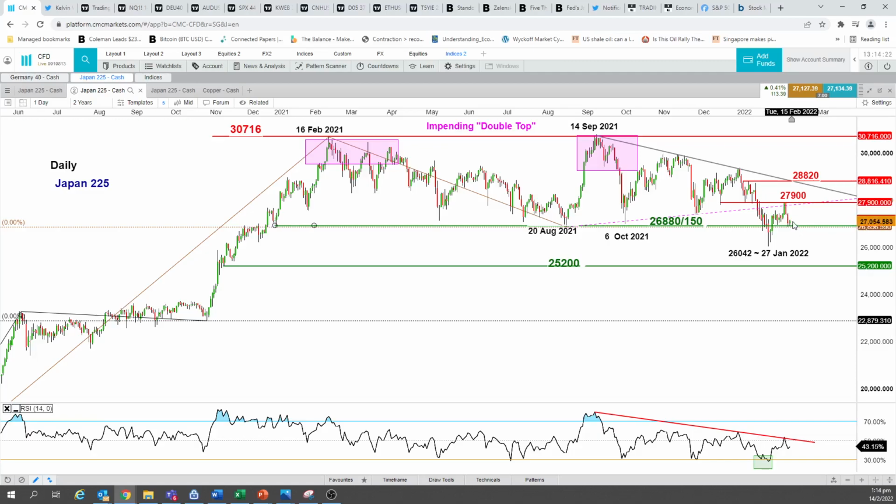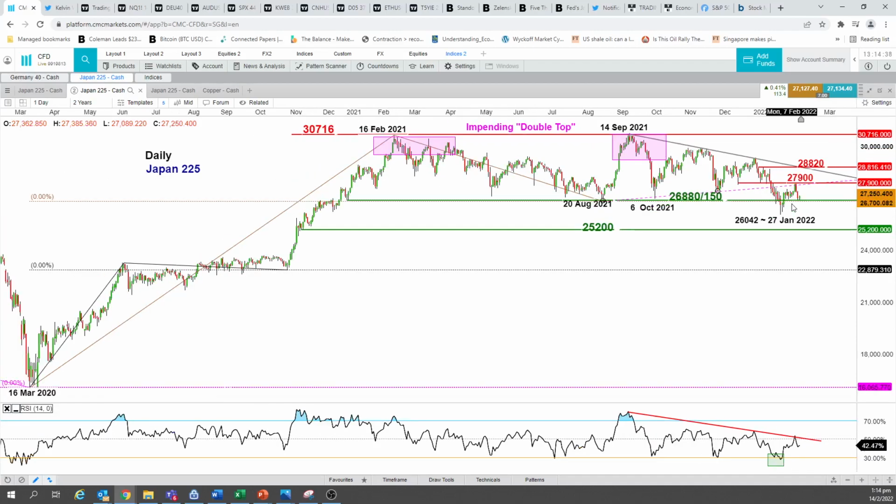And before that, it managed to shape a bounce again off the 26,880 slash 150 support zone of the range configuration. So 26,900 is the pullback resistance from the 20th of August, previously supported, now it's the pullback resistance.